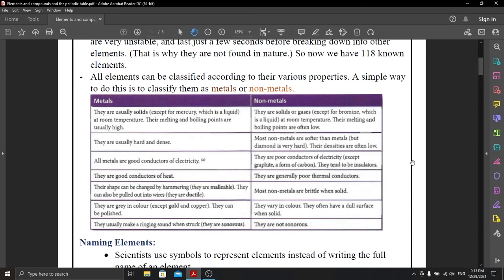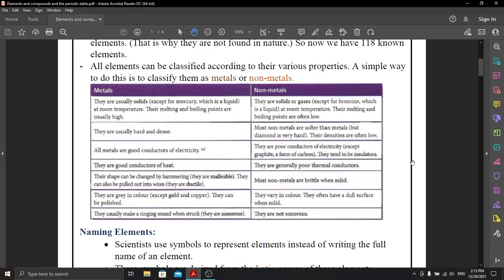All metals are good conductors of electricity, and this is the most important difference between metals and non-metals. Non-metals are poor conductors of electricity. Of course, we have an exception for that, which is graphite, which is a form of carbon. But carbon itself is a poor conductor. Graphite is somewhat conductive to electricity. Non-metals tend to be insulators, of course. Metals are good conductors of heat. Non-metals are poor thermal conductors.